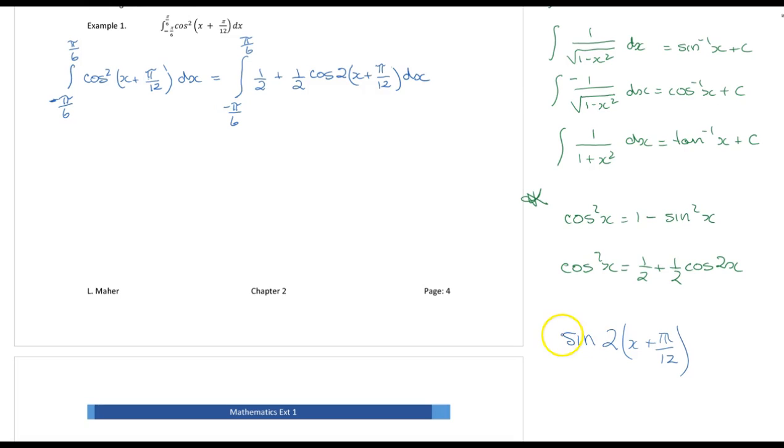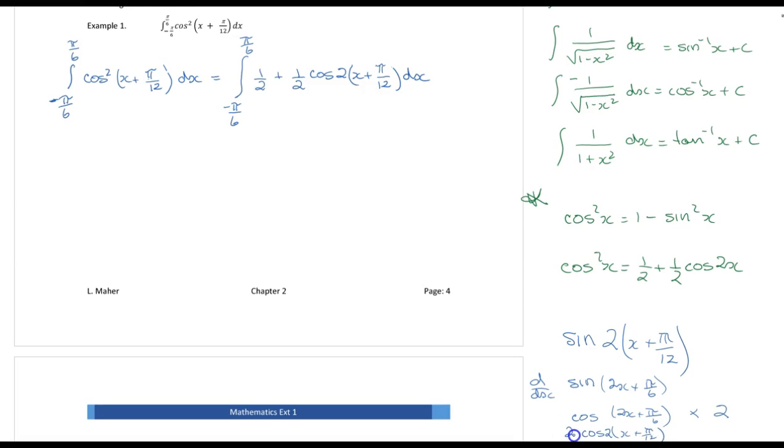If I was differentiating sine of 2x plus pi on 12, I might just write that as sine 2x plus, well, distribute the 2 in the bracket, and you get pi on 6, just so that you can see. If I was differentiating that, it goes to cos of this 2x plus pi on 6 times differentiate inside here, which is a 2. So you would actually get 2 cos, and take the 2 back out, x plus pi on 12.